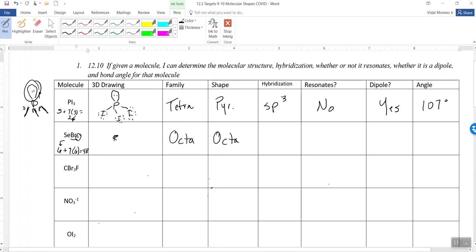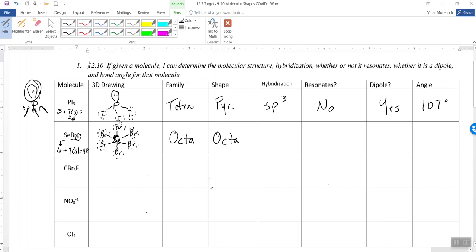So it's going to be drawn something like this. A Br above, behind and to the left, behind and to the right, in front and to the right, in front and to the left, Br underneath. 8, 10, 12, 14, 16, 18, 20, 22, 24, 26, 28, 30, 32, 34, 36, 38, 40, 42, 44, 46, 48. That's it.